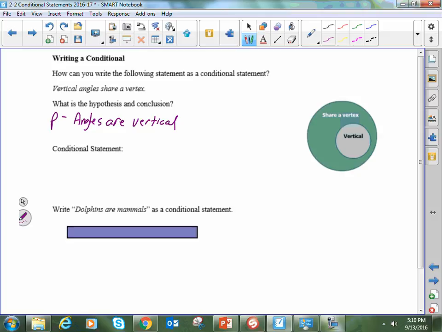Now for my conclusion, looking at the Venn diagram, it says they share a vertex. So I think that's okay. I think that by itself we can use that. We can say they share a vertex.